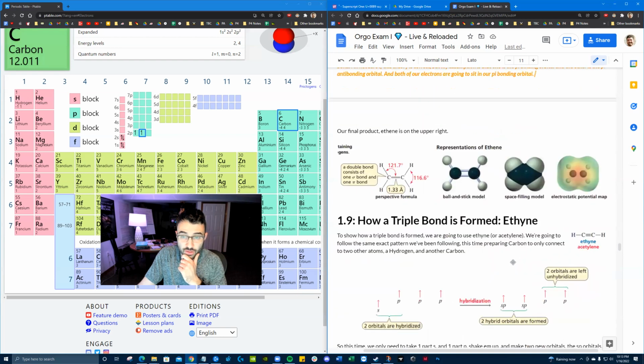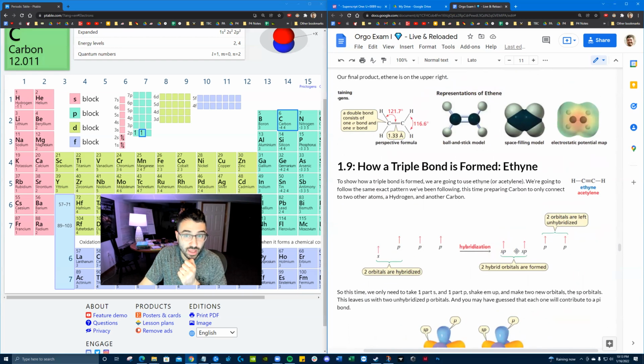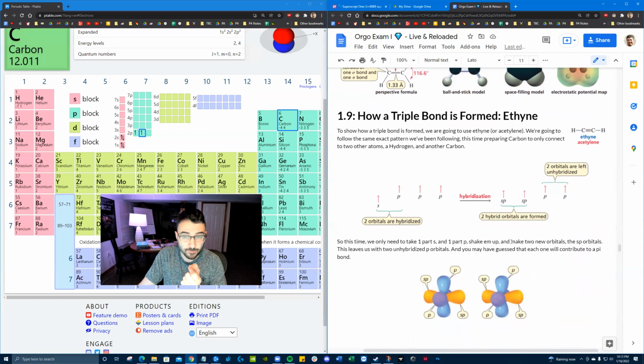So I kind of have that explained. The last thing we need to do here is with ethyne, all right? And this is with a triple bond. So we're going to do the same exact thing. We're going to prepare carbon, but this time to only make a connection to two other things, not three other things. So we only need two ingredients this time.